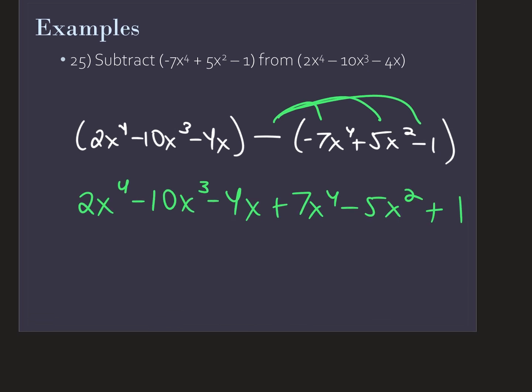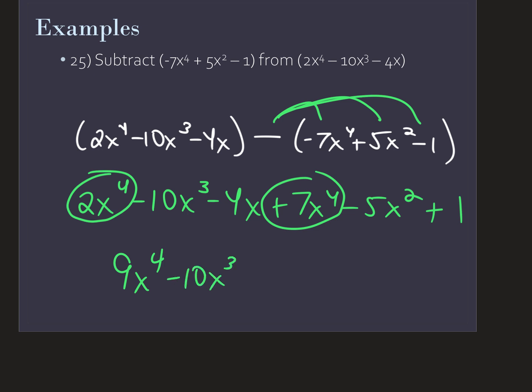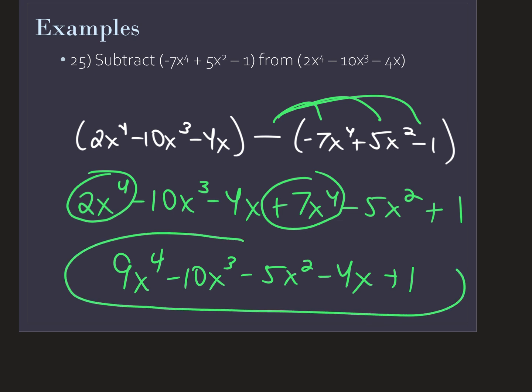Perfect. And now we combine. What's the like term? X to the fourths. I got 2 of them and 7 of them. So total of 9 of them. Good. 9x to the fourth. Now what? Is anything else going to combine? Nope, because nothing else has a like term. So rewrite in descending order and make sure the sign in front stays with the term. Everybody okay?